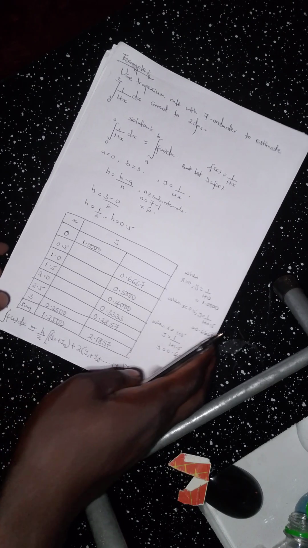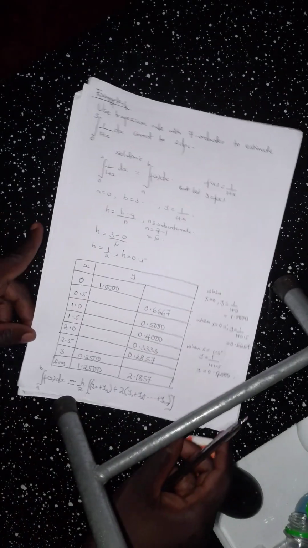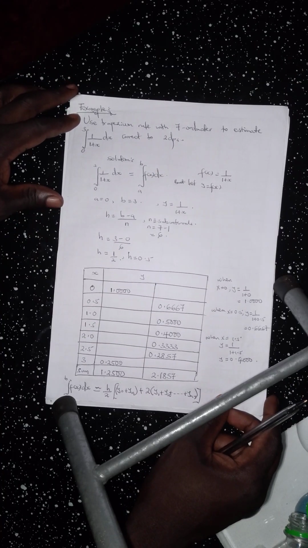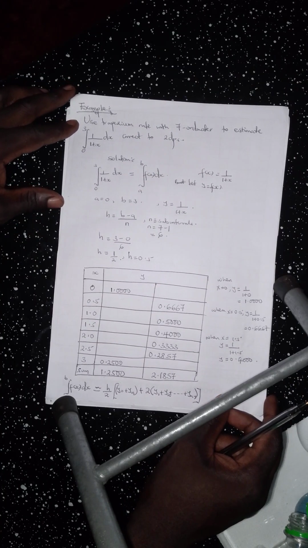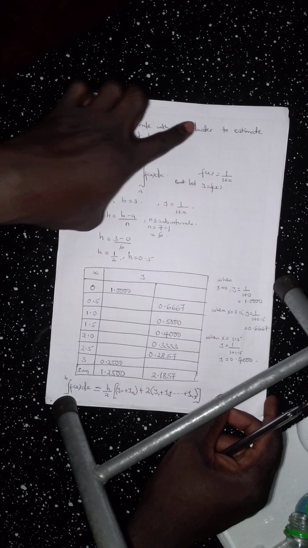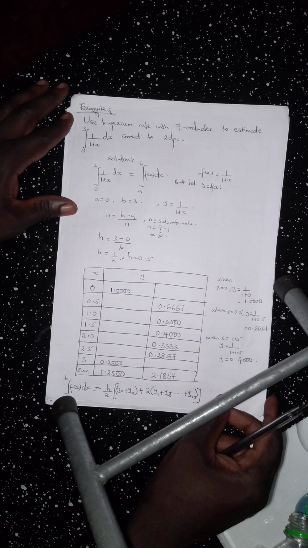So when dealing with the questions of trapezium rule, we begin by relating what has been given to the original expression that must be solved using trapezium rule. So the question says, use trapezium rule with 7 ordinates to estimate the integral correct to 2 decimal places.